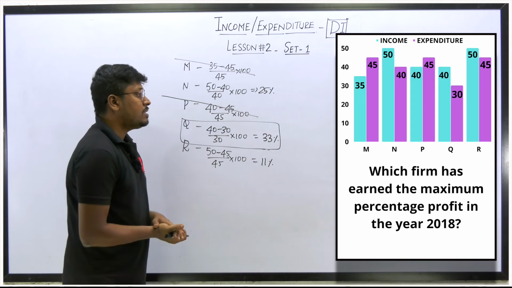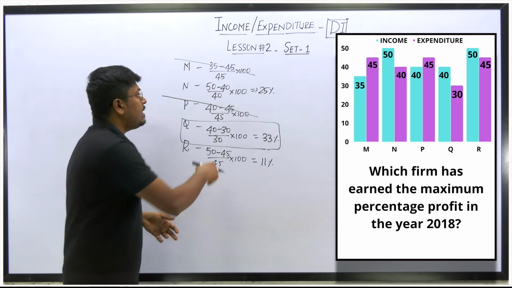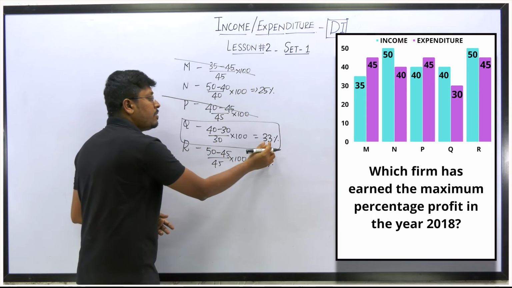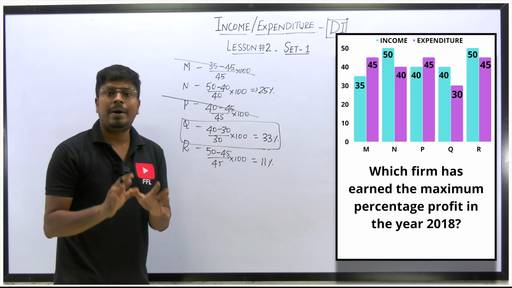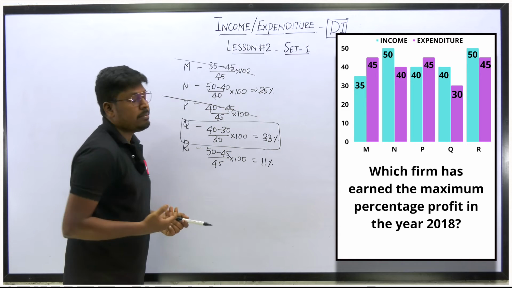So this will be the answer for question number 3. If you practice more questions, all these steps are not required. By just directly seeing the chart, you can find this answer, but it requires some practice. Understood? So the answer for question number 3 is 33%.